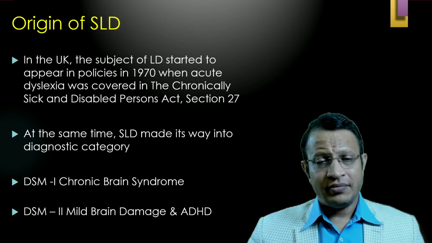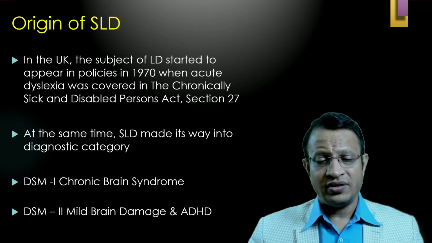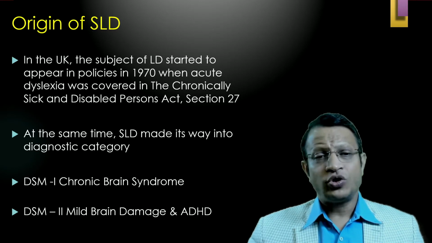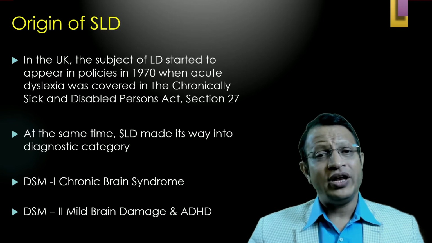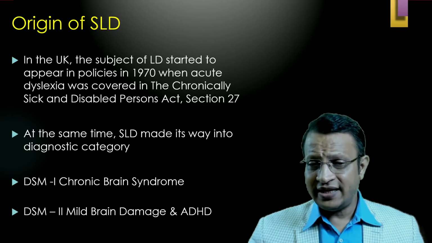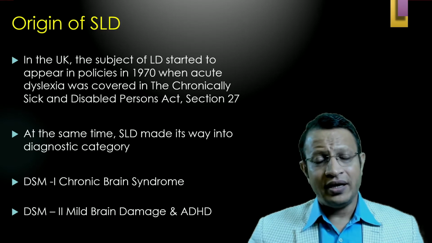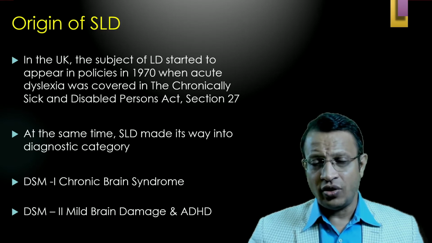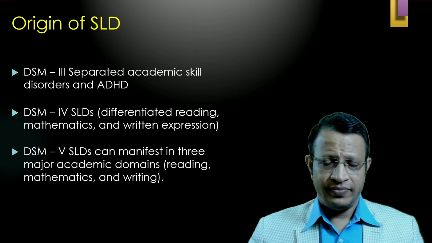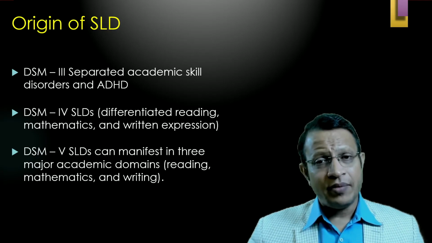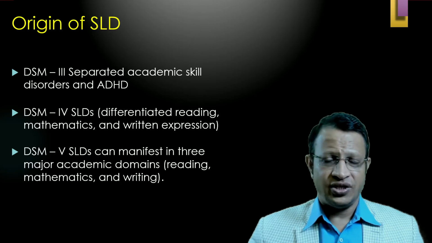At the same time, specific learning disorders made their way into diagnostic categories. It was called by various names. In DSM-1, it was called chronic brain syndrome. In DSM-2, it was called mild brain damage and attention deficit hyperactivity disorder, that is ADHD. In DSM-3, it was considered as separate academic skills disorder and ADHD.